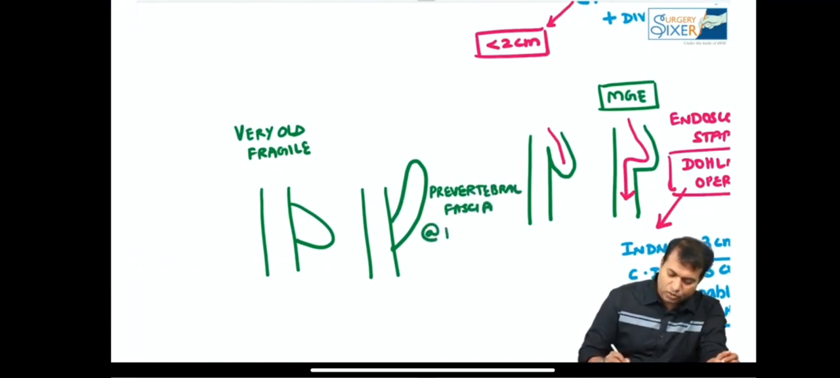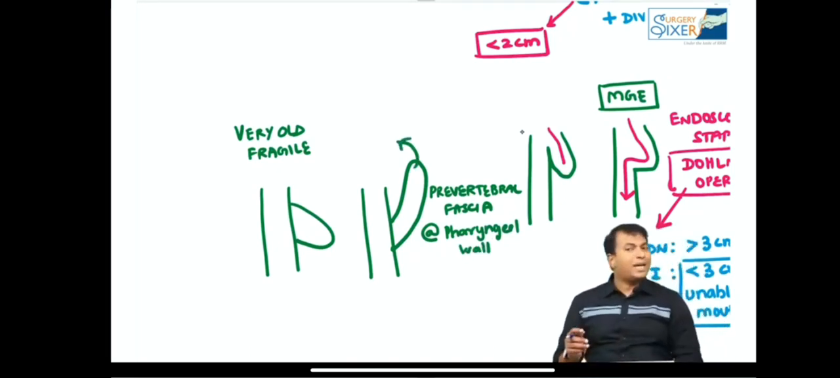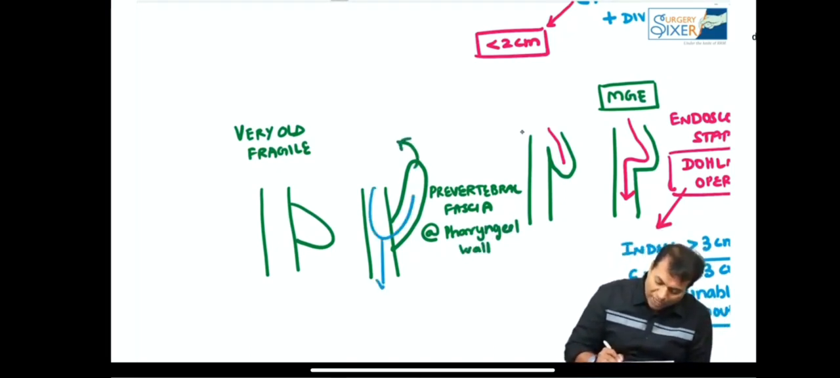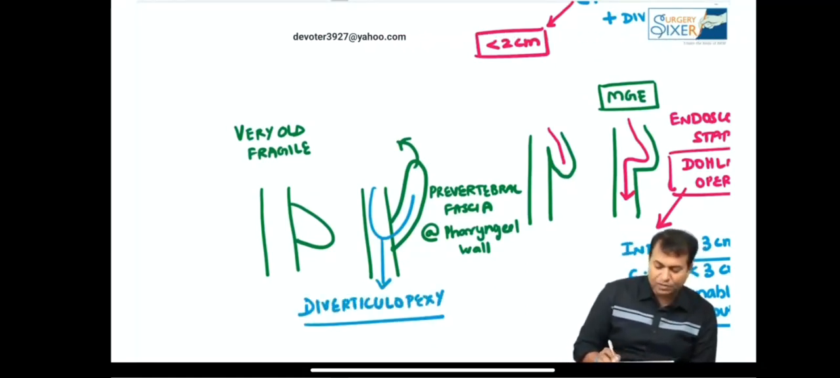Some books also say it is fixed to the posterior pharyngeal wall, but the ideal answer is prevertebral fascia. The sac will be fixed there, so there is no chance of leak, and the food particles will not go up like this, they will go down only. But this is not always the treatment of choice. Diverticulopexy is reserved only for very old, fragile patients.